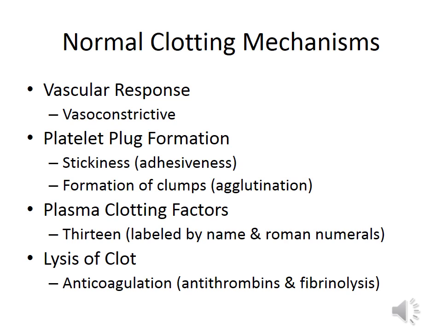Anticoagulation may be achieved by two means: antithrombins and fibrinolysis. As the name implies, antithrombins keep blood in a fluid state by antagonizing thrombin, a powerful coagulant. Heparin is an example of an anticoagulant.